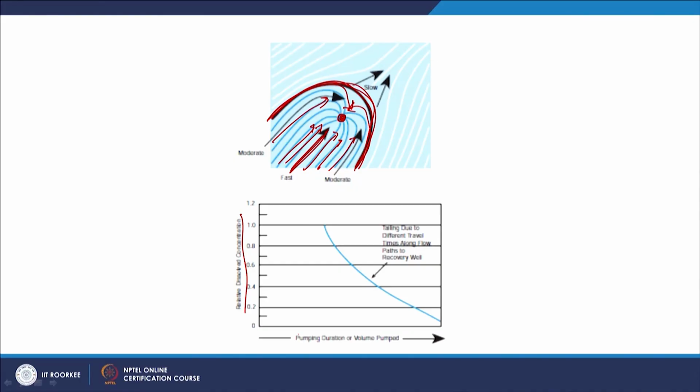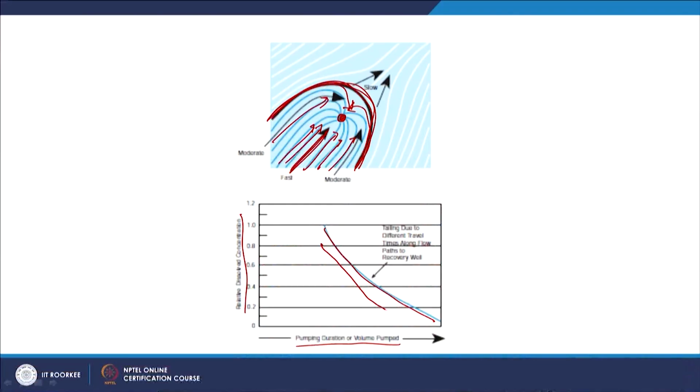So, here I have the relevant dissolved concentration and pumping duration or volume pumped. So, why do I see this tailing now? Because there are different flow velocities within this particular captured plume here, right. Again we have faster moving groundwater in the center and slower along the periphery.